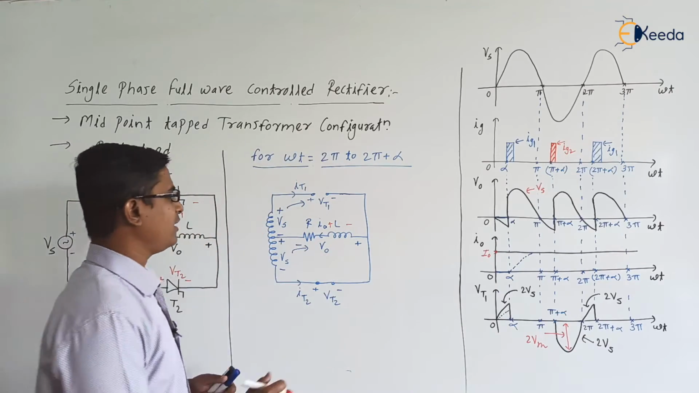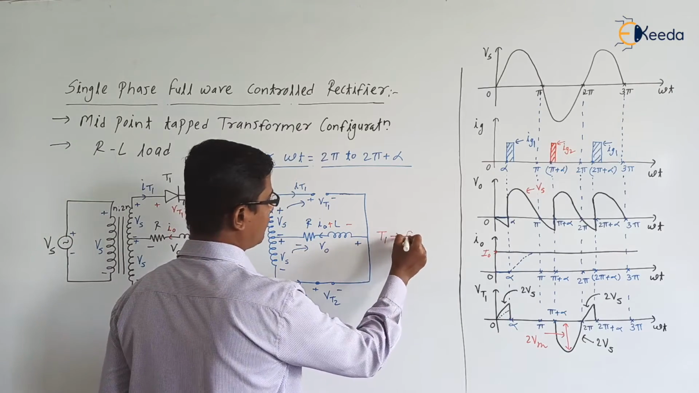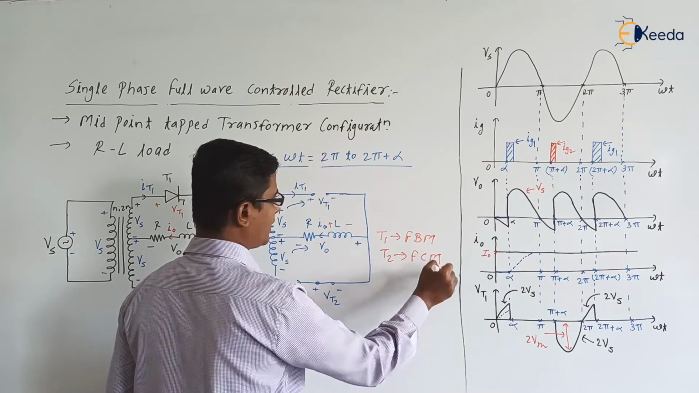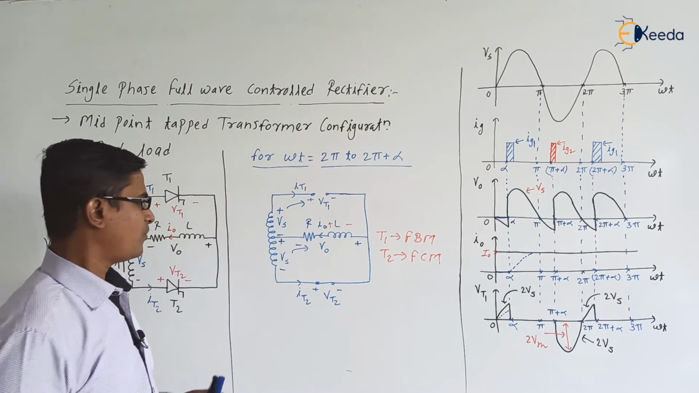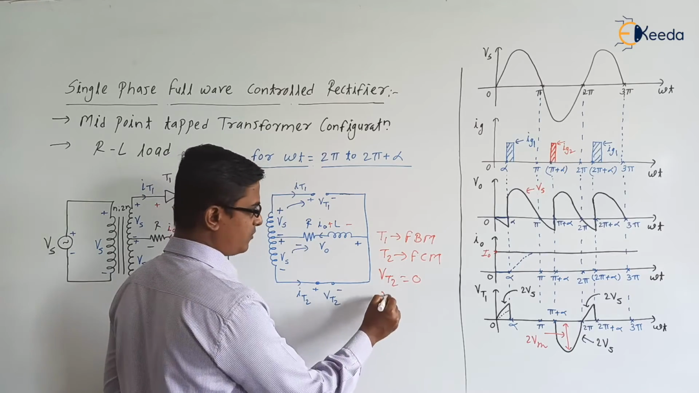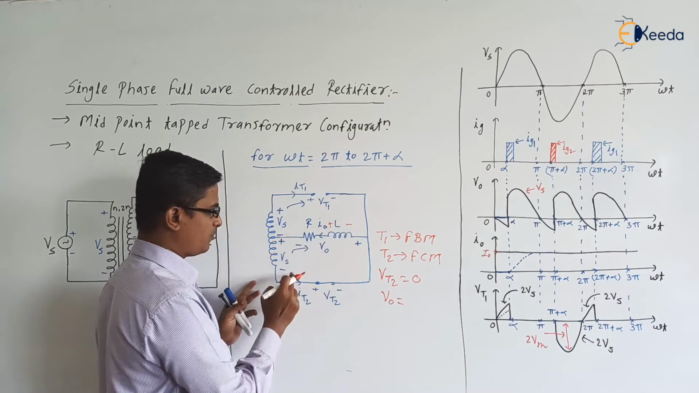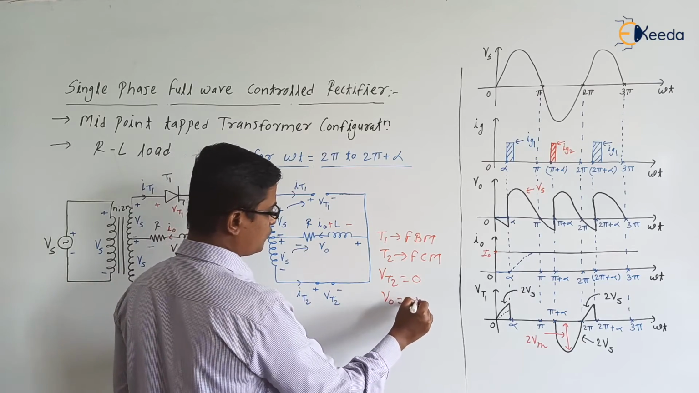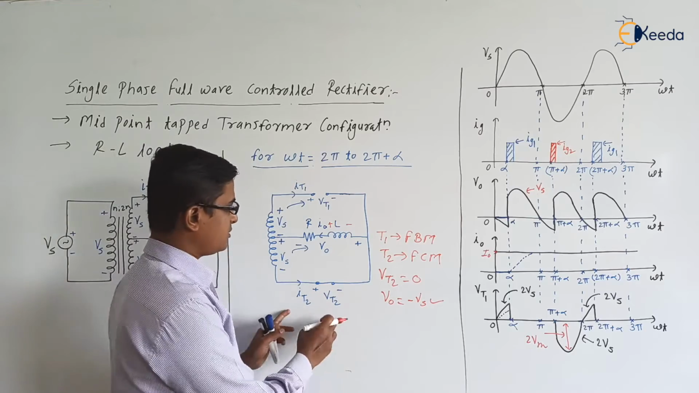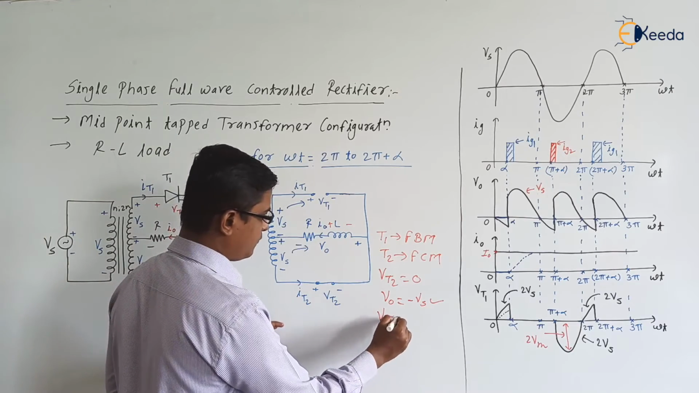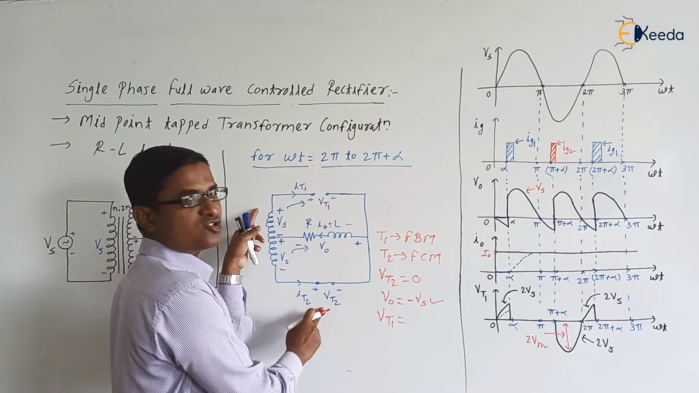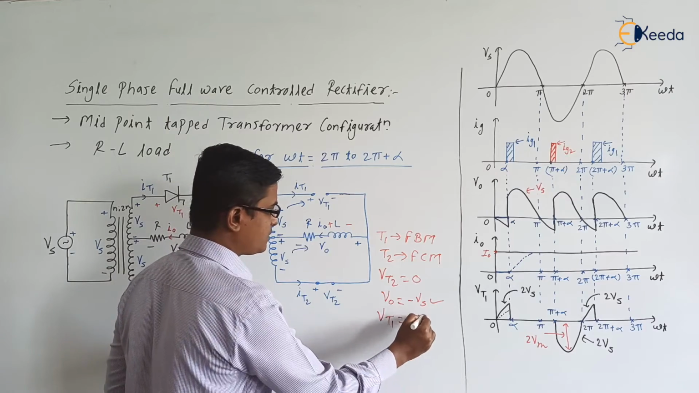So here we can write: T1 forward blocking mode, T2 forward conduction mode. Next, what is Vt2? Vt2 is equal to 0. What is V0? Apply KVL to this loop: plus Vs plus V0 is equal to 0, so V0 is equal to minus Vs. Next, what is Vt1? This thyristor is in forward bias, and this thyristor is acting as a short circuit, so Vt1 will be 2 Vs.